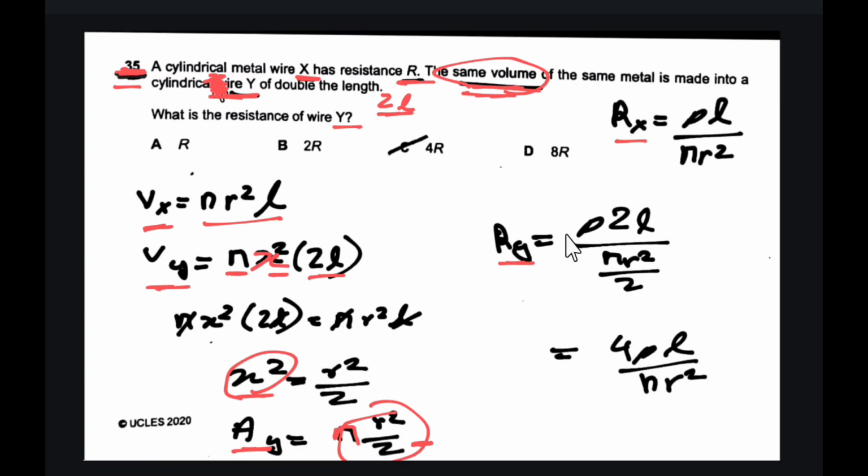So what is the resistance of Y? Resistance is equal to resistivity into length, since it has 2L, so 2L by cross-sectional area. So the resistance of Y is this value. If we compare, the resistance of X is R. So what is the resistance of Y? Resistance of Y is equal to 4R, since it is 4 multiplied by the resistance of X. So the answer would be C.